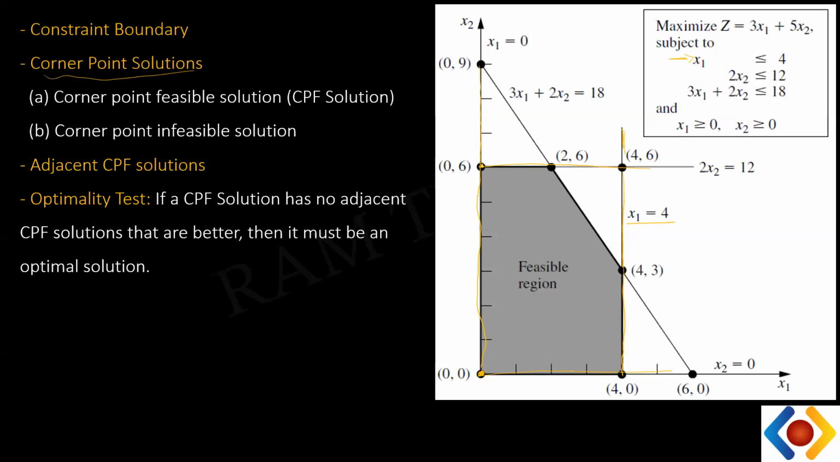In the same way, what is this constraint? Is this a corner point? Yes, it is. It's the x2 less than or equal to 12 constraint and the x2 greater than or equal to 0 non-negativity constraint. Correct. And what about this? Is this also a corner point?